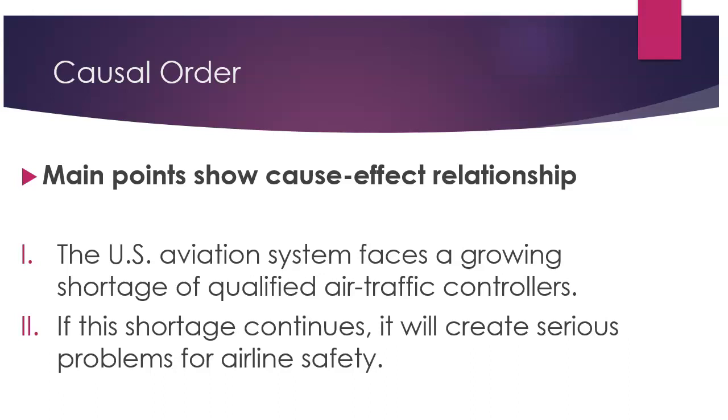Causal order. Main points basically show a cause and effect relationship. Here's an example of cause-effect. First main point would be the cause, the second one the effect. The U.S. aviation system faces a growing shortage of qualified air traffic controllers. Second main point, if the shortage continues, it will create serious problems for airline safety. We want to watch that we don't go into a persuasive strategy in this one as well.